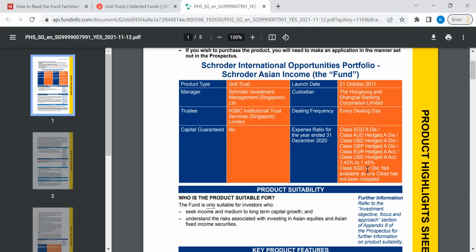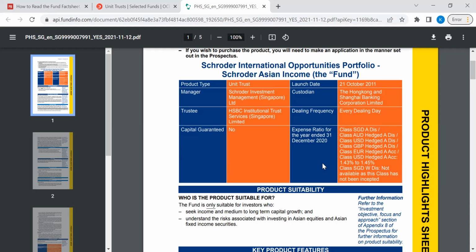So you can see that here it highlighted that their expense ratio is 1.43 to 1.45%, right? Maybe I'll just use 1% to explain the concept. If you have an expense ratio of 1%, it means that on a yearly basis, you're charged 1%. So if you have an investment amount of maybe $100,000, you're paying 1K on all these expenses.